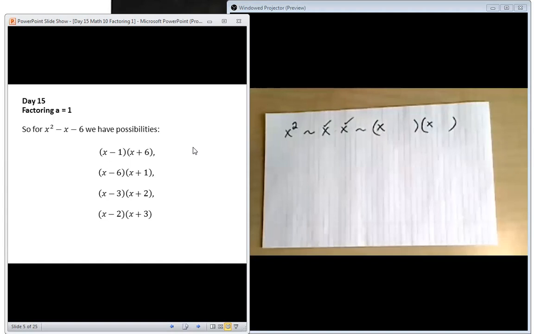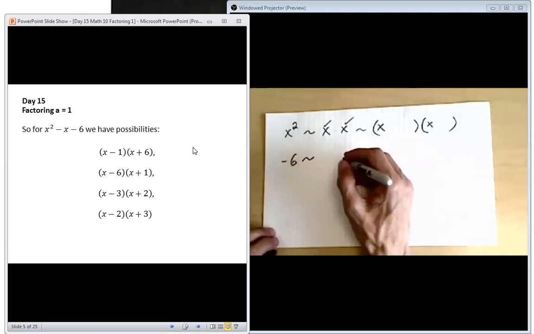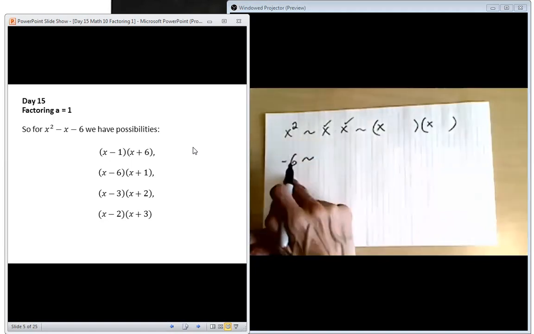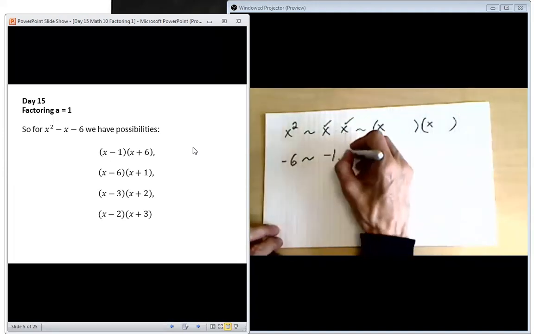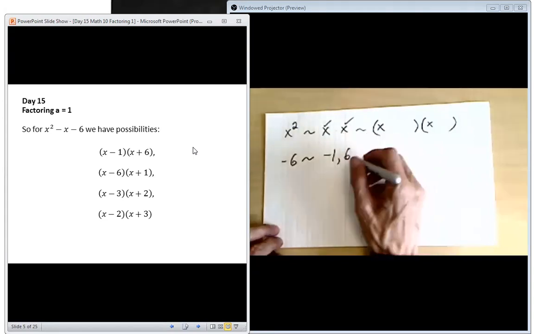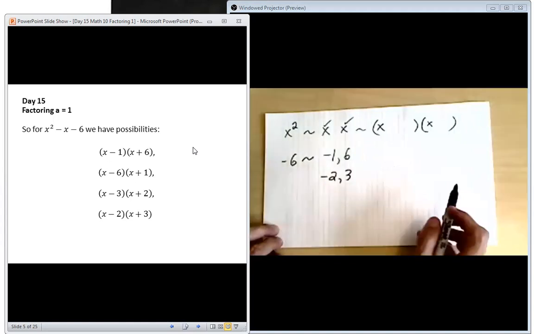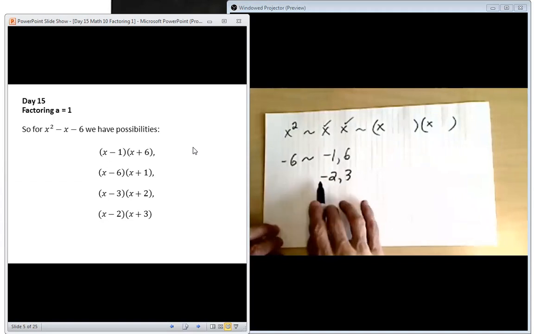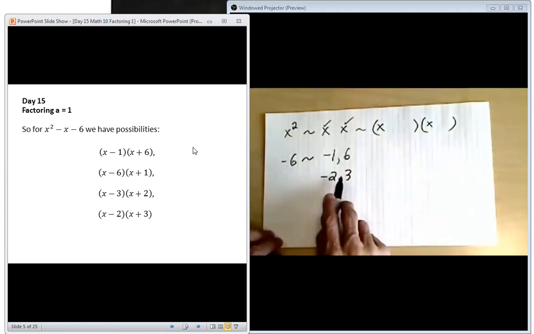For the -6 there at the end, well, we can have a pretty big list. It goes back, I think, maybe even to our first, second day together, right? What are some numbers that give you -6? Well, -1 and 6. -2 and a +3, right? To get the minus. If it was -2 and -3, that would give a +6, minus times a minus. So we want -6. That means we need a minus and a plus there.